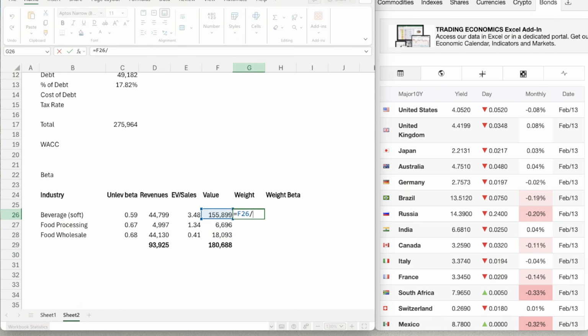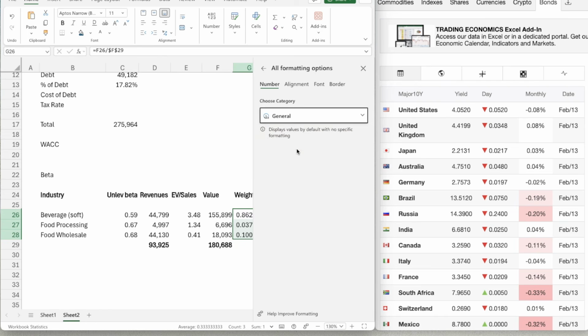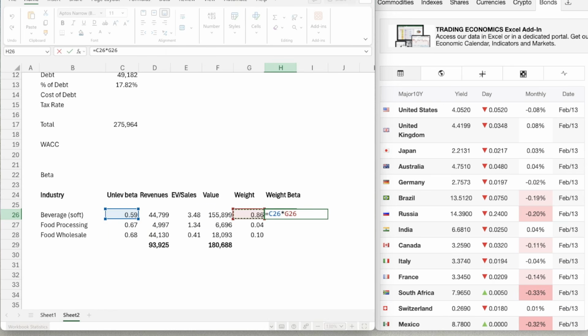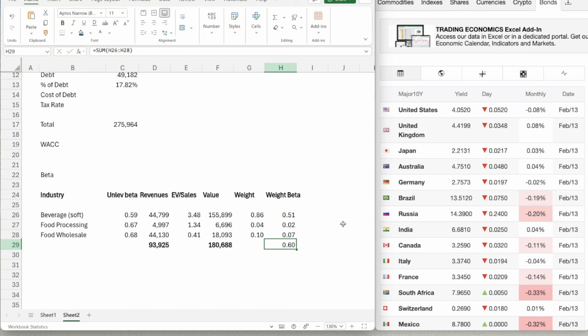And the weight, lock in this last one. Pull it down. We'll go 2 decimal. And then to get the weighted beta, you just take your unlevered beta, multiply it by your weight. So 0.6.